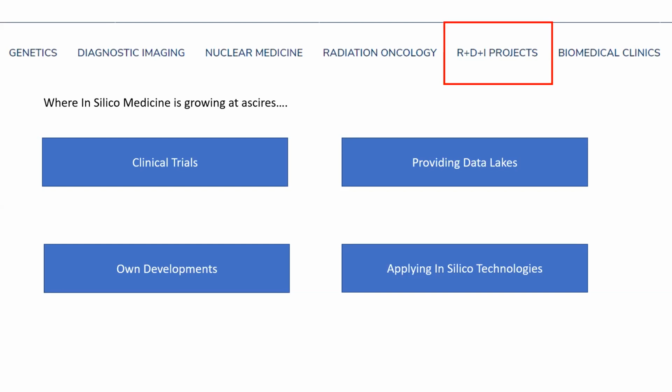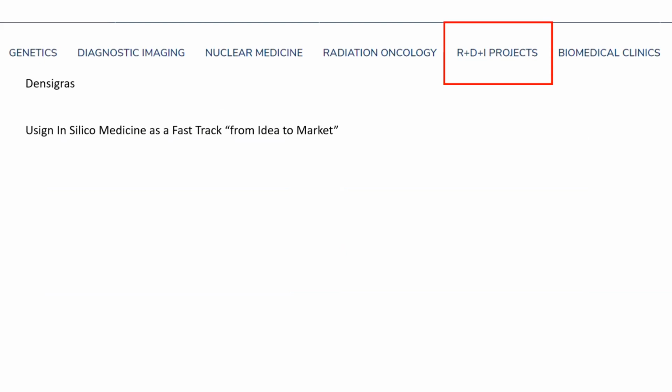On the other hand, Aspires has also developed tools as medical devices focusing on helping diagnosis, including prognosis, in an area where the use of in silico research is increasing with satisfactory results, but never without difficulties, which should also be highlighted. Now I will show you some samples of developments in the field of in silico medicine. And the first example is Densigrass.